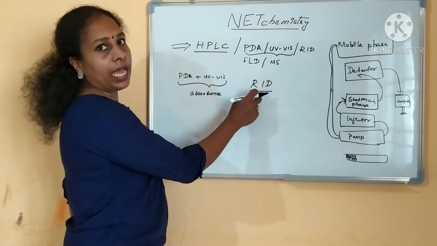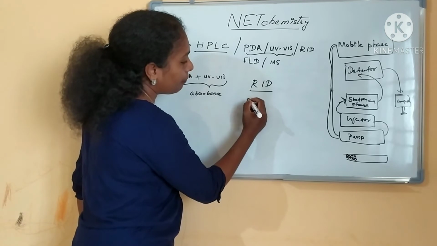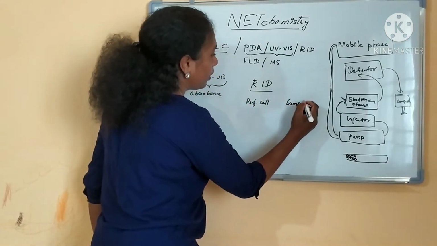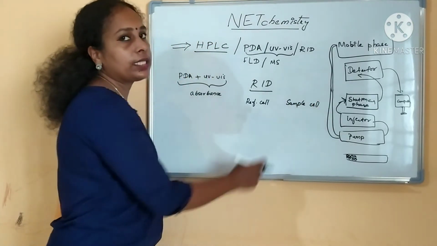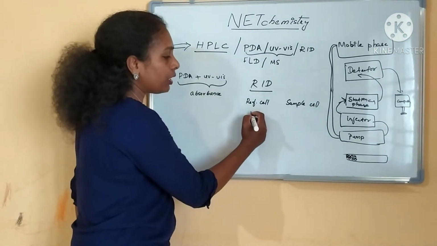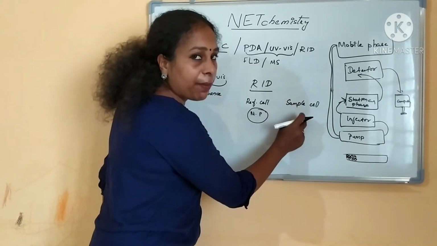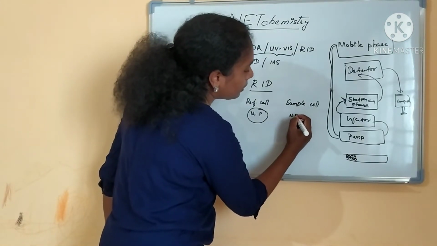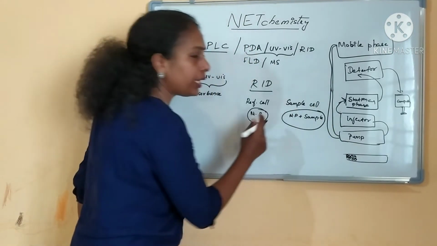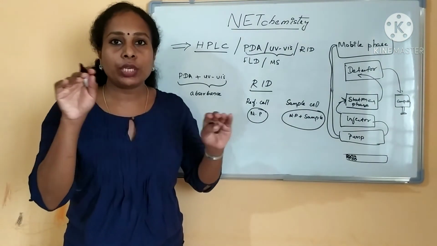What will happen in an RID detector? You will have a reference cell and a sample cell. Two cells will be there. One is the reference cell and the other is the sample cell. In the reference cell, only mobile phase will go. In the sample cell, mobile phase plus sample will enter. Of course, if only mobile phase is going and your light is continuously passing through, there is no refractive index.